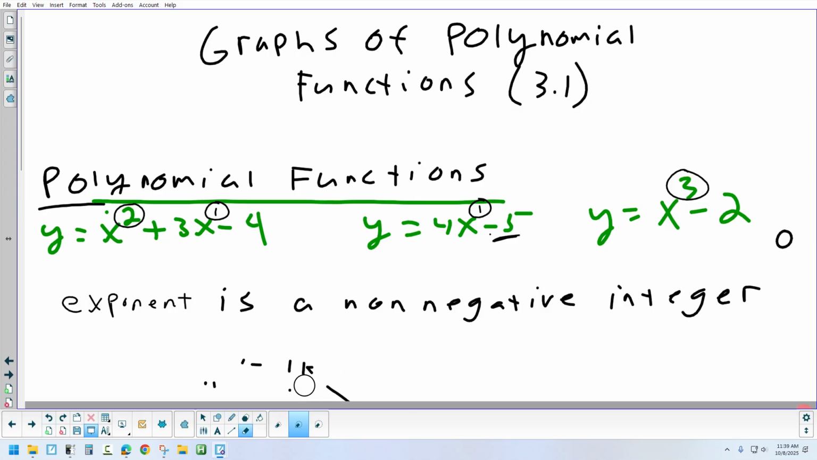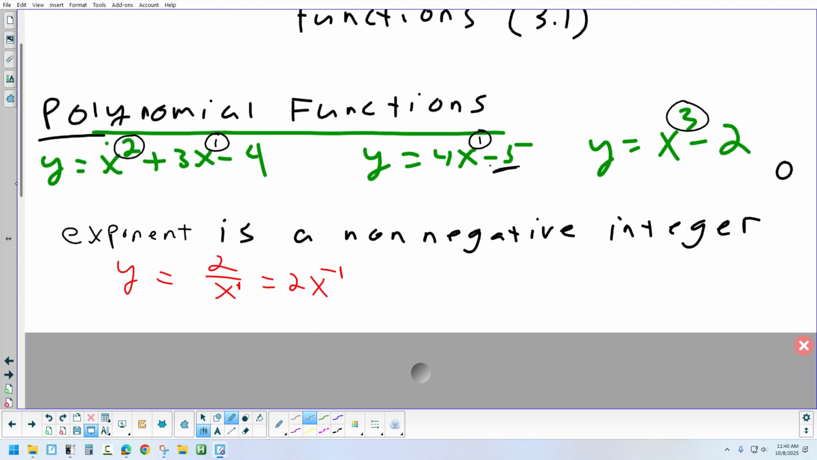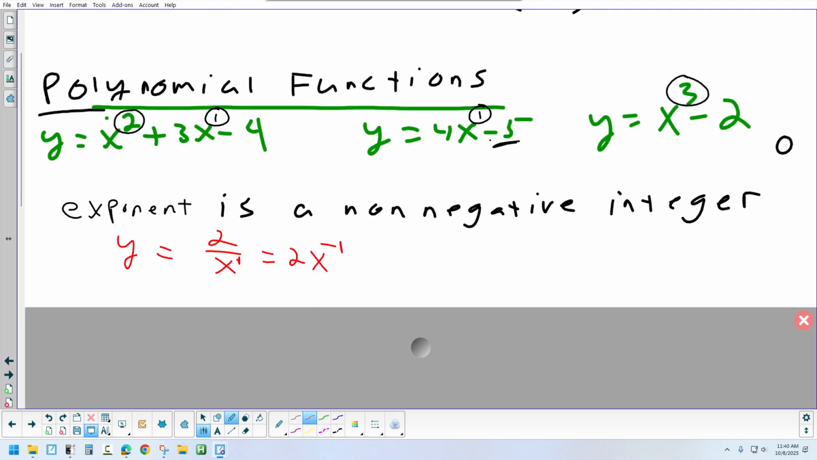So things that are not polynomials would be something like this. You might say, well, there's no negative exponents there. Yeah, there is. When you put a letter in the bottom of a fraction, that's like writing this. Letters in the bottom of a fraction are like having negative exponents. So no letters in the bottom of a fraction. Not for polynomials. That's something else, but that's not what we're doing right now.